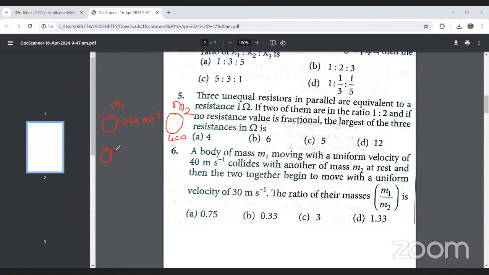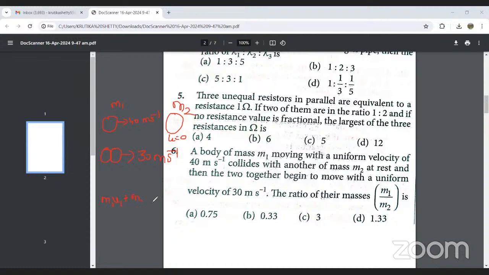And then the two together collide again, they will stick together and move with a common velocity that is 30 meters per second. Yes, students. What is the ratio of their m1 by m2? They are asking. Yes, what we can do, we can apply here conservation of linear momentum, and according to that, the momentum before collision is equal to the momentum after collision. So just for your understanding, I'll explain that step also.